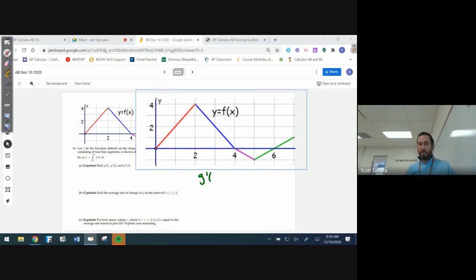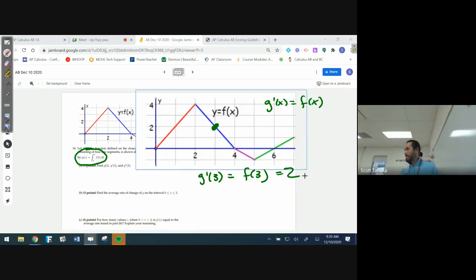But it obviously gets tougher. What's G prime of 3? Well, G prime of 3, remember, is the derivative of an antiderivative. G prime of x is equal to f of x. So G prime of 3 is f of 3. Well, what's f of 3? 2. Give me a thumbs up if that's okay. I would love it if we did well on this test, because this test can be tough, but I've got to find a way to condense it, which makes it easier for you guys, so take advantage.